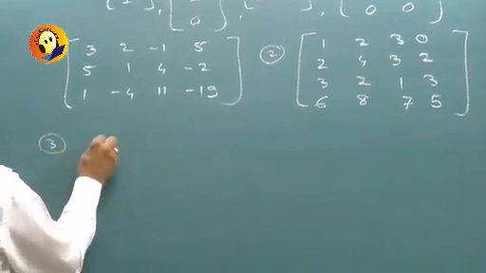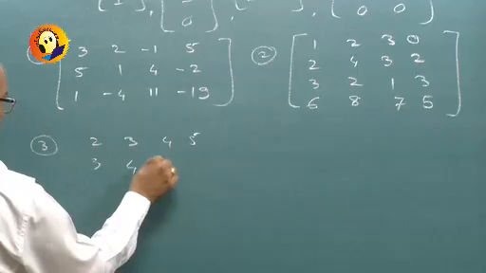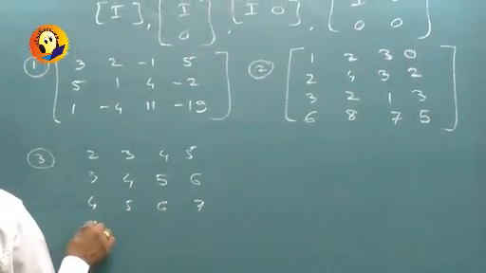And the third is the same, 2, 3, 4, 5, 3, 4, 5, 6, 4, 5, 6, 7, 9, 10.